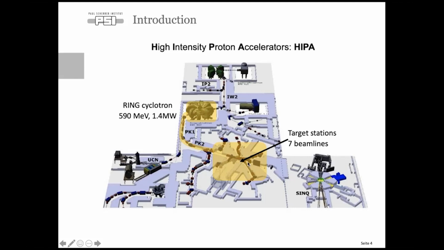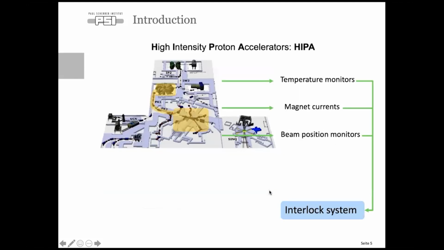facility. Because we really need to keep a close eye on such a complex machine, there are actually a lot of monitors and sensors implanted into different places inside the machine. For example, we have temperature monitors, we have magnetic current monitors, we have beam position monitors, and so on. And all these are time series.